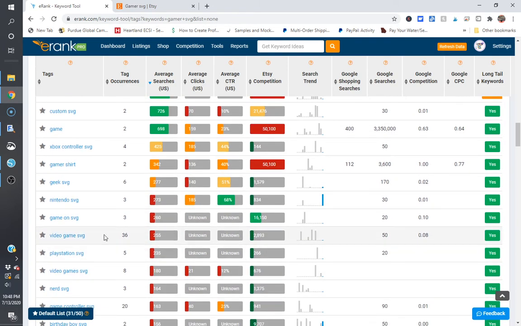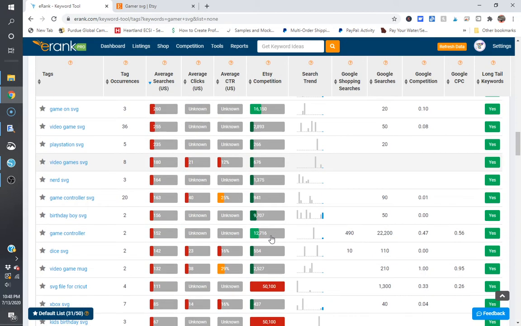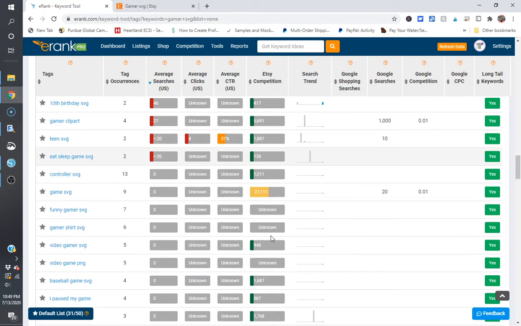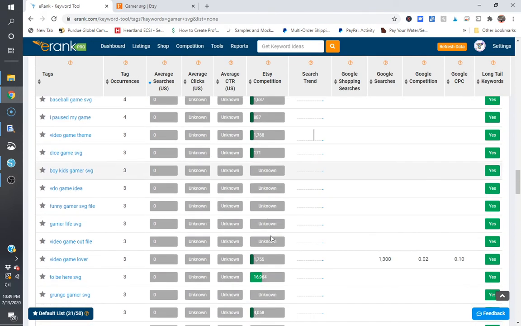Video game SVG was another one in Marmalade. Again, average searches is 255 and the competition is about 2,893 other listings that would be on there. So video game SVG was one, and then gaming SVG was another. We'll see if we can see that anywhere, and I'm not seeing it.